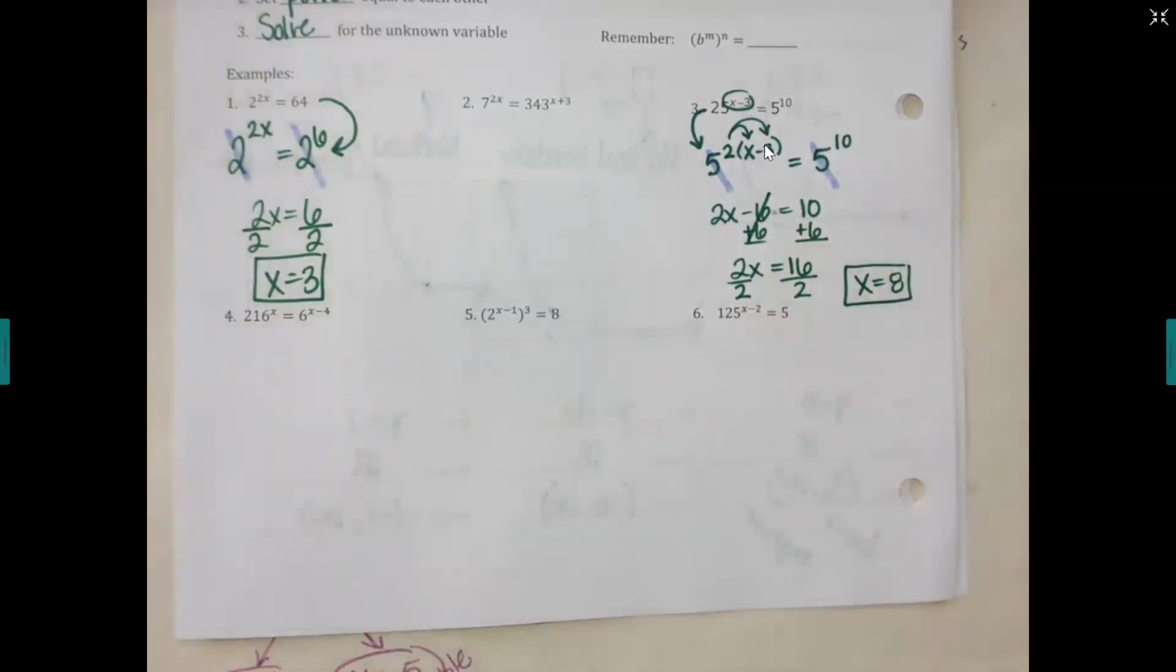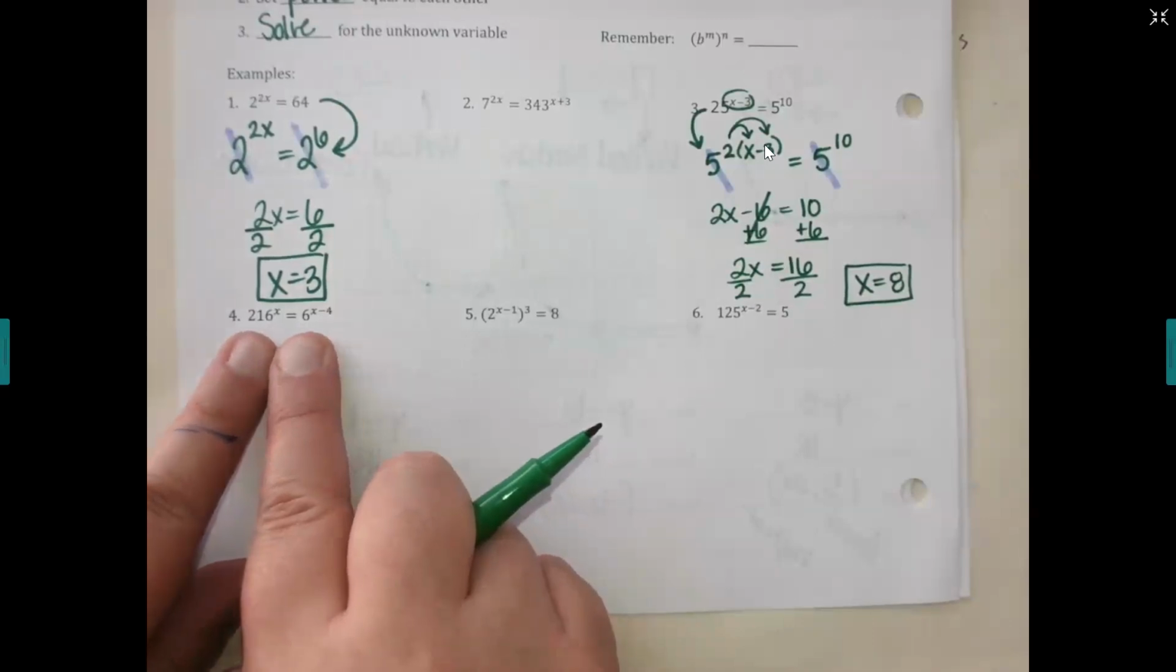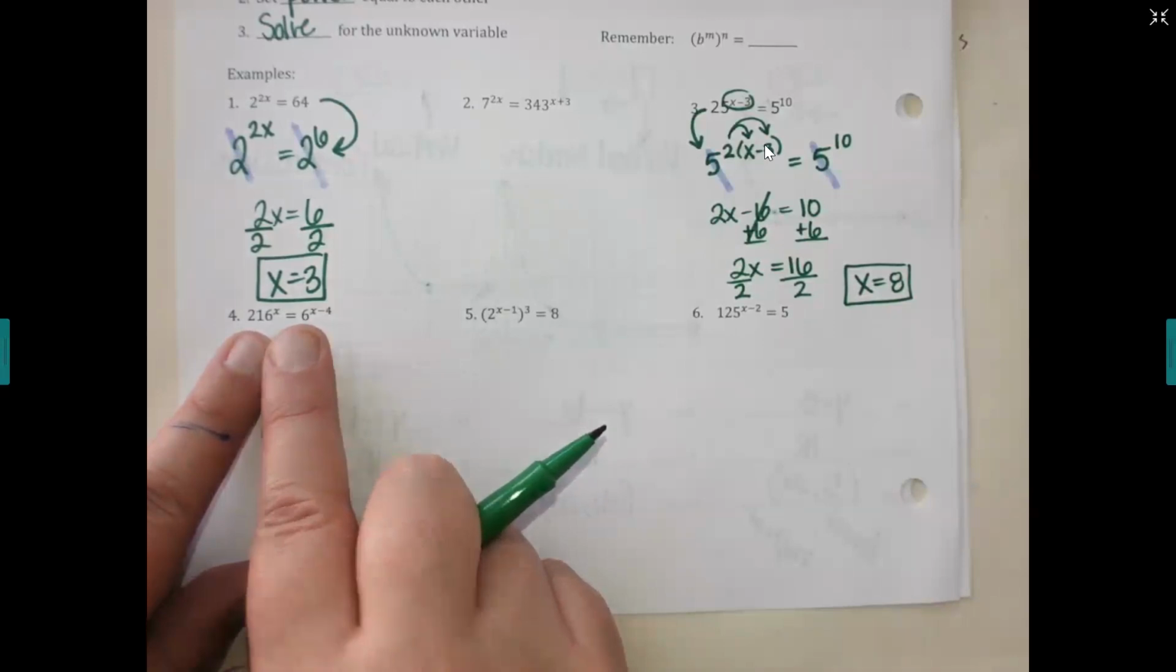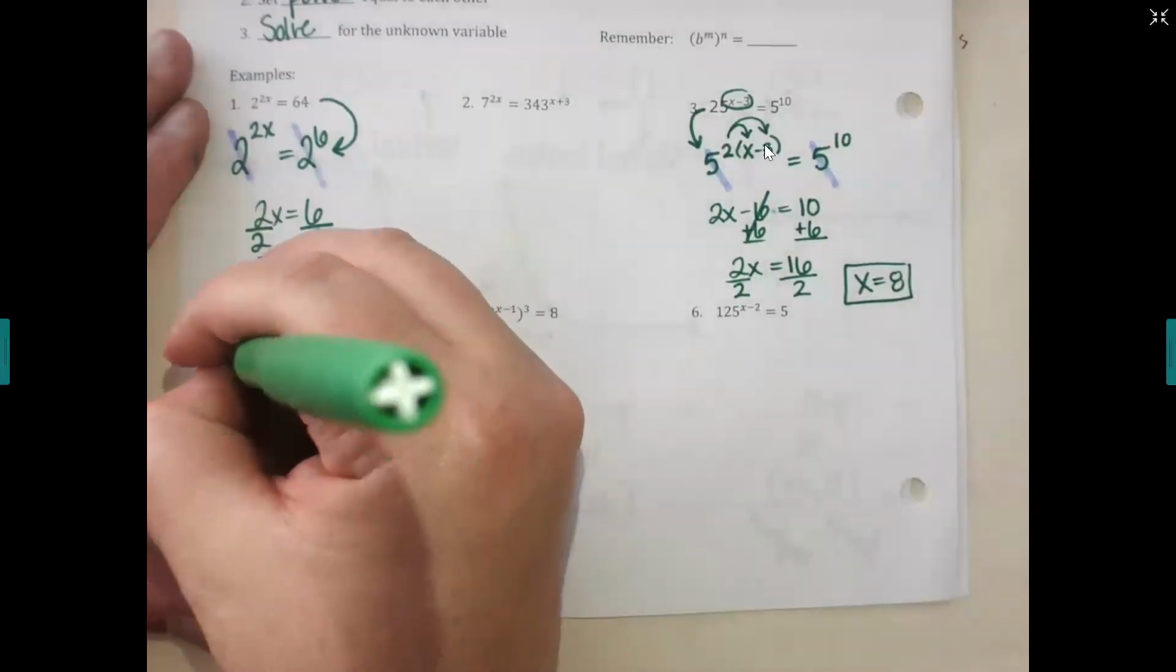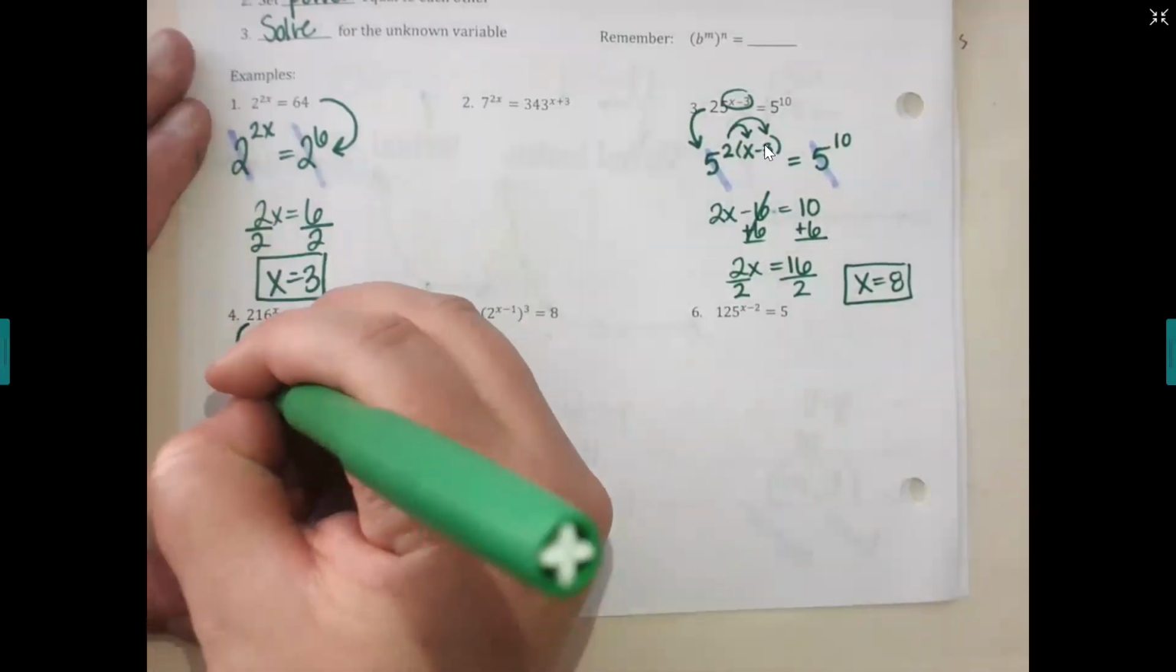All right, come down for me to, let's do number 4. On one side I have a 216, on the other side I have a 6. So can you find your 6's chart, please? And we're looking to convert 216. So it's 6 what? Cubed. Very good, 6 cubed. So that's going to be 6 cubed.